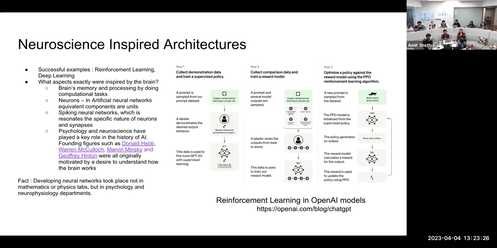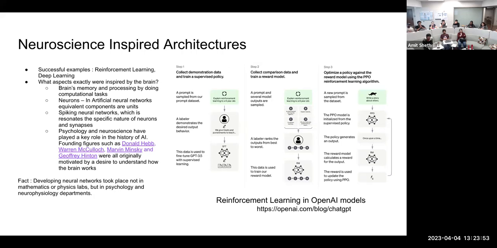So this is not being covered in the article, but I thought it would be useful, and it is from after the article was written. There are inspirations from neuroscience which have gone into artificial intelligence. Now we have seen that there are successful examples of reinforcement learning and deep learning models.